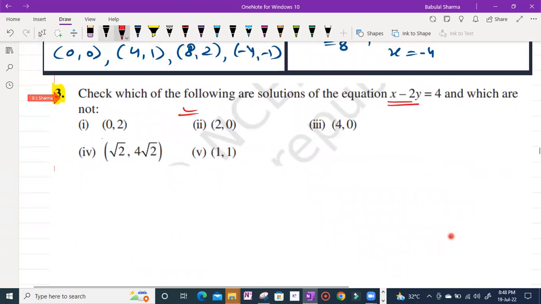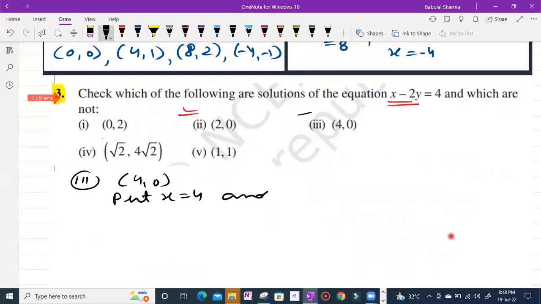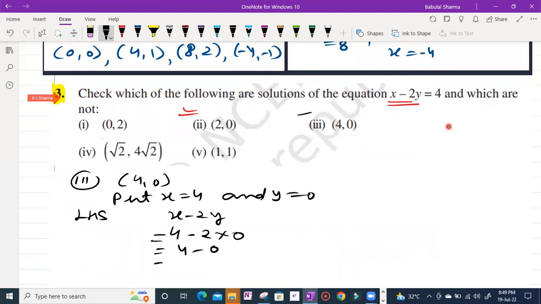Now third part is (4,0). So put x is equal to 4 and y is equal to 0. Left hand side is x minus 2y. Left hand side of this equation, that is x minus 2y. x की जगह आप 4 पुट करें और y की जगह आप 0 पुट करें. That is 4 minus 0. That is 4. Yes. And this is equal to right hand side. देखिए right hand side 4 ही है.